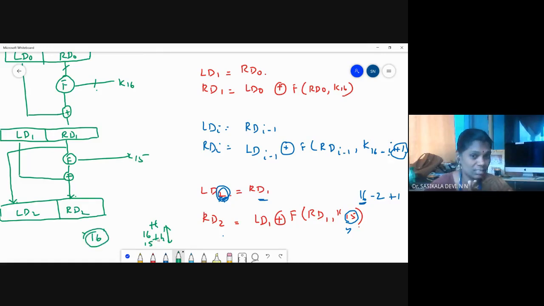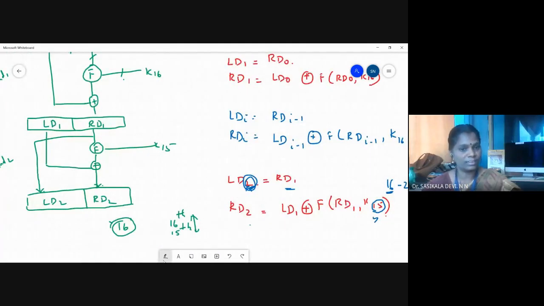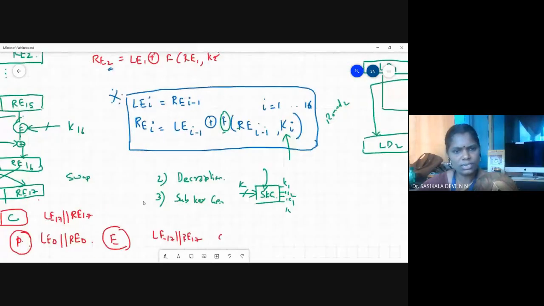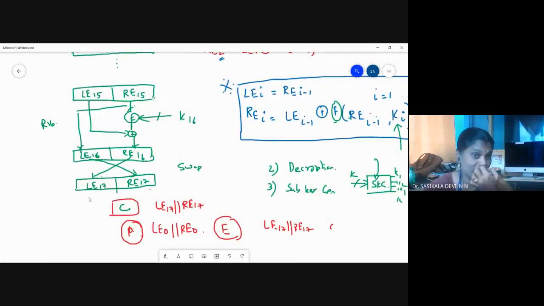Then what will be the result? The result is the plain text. So every time, you should not try to recover the original data. Every time you have to undo the effect of one single round. We need to prove whether that effect is implemented or not. In this case, the output is LE16, RE16. First we have to undo the effect of this round alone, K16 alone.